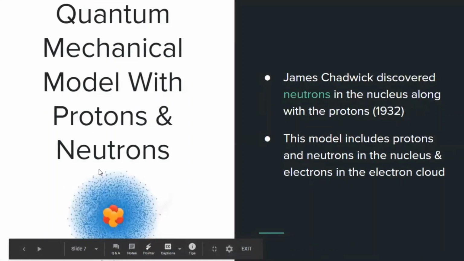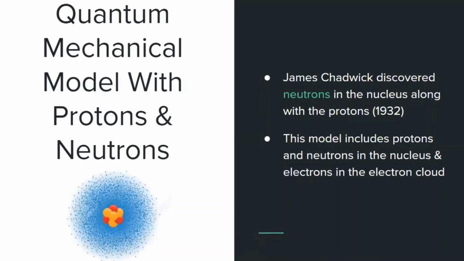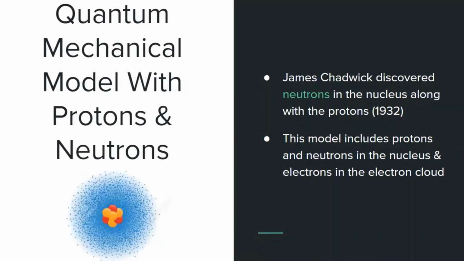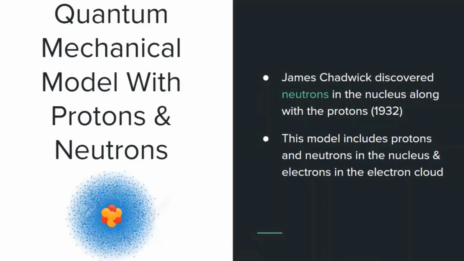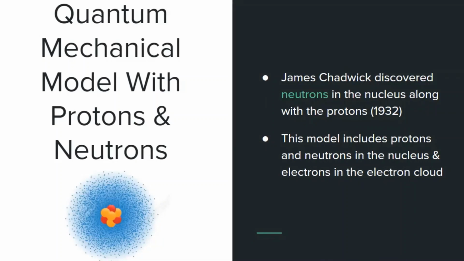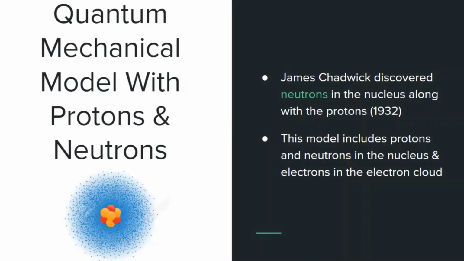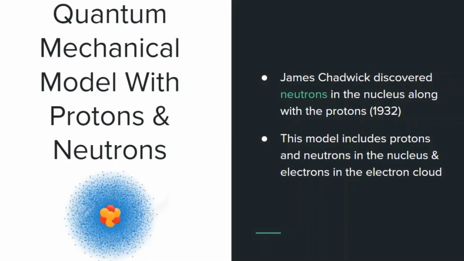The quantum mechanical model with protons and neutrons is the best way to visually represent the atom. James Chadwick discovered neutrons in the nucleus along with protons in 1932. So this final illustration that I'm showing you right now includes many scientists' ideas and inputs into what the atomic model should look like. And with James Chadwick's addition, it gives a final product as to what the nucleus contains. So this model, like it says, includes protons and neutrons in the nucleus and electrons in the electron cloud.